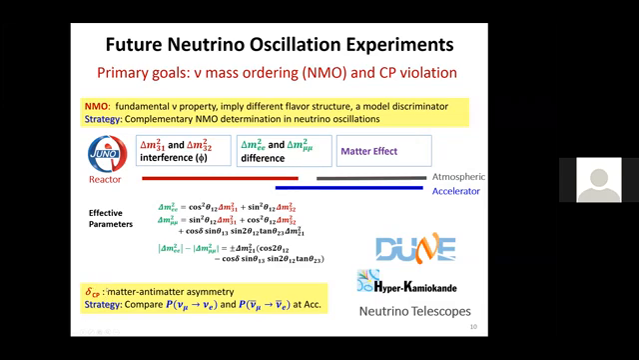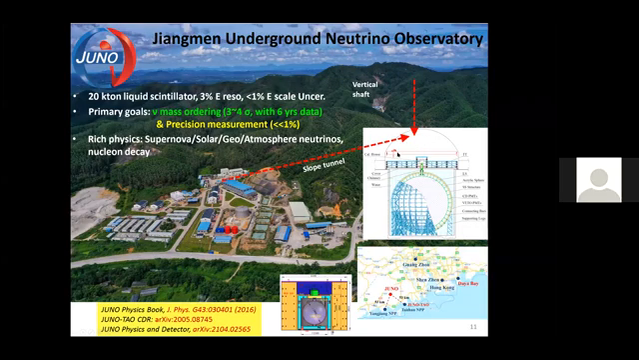For the CP phase, we know that it's critical to understand the matter-antimatter asymmetry. So our current strategy is to compare the neutrino oscillation and the anti-neutrino oscillation using accelerators. So the JUNO experiment is under construction. It will build the world's largest liquid scintillator detector, 20 kiloton, with unprecedented energy resolution.